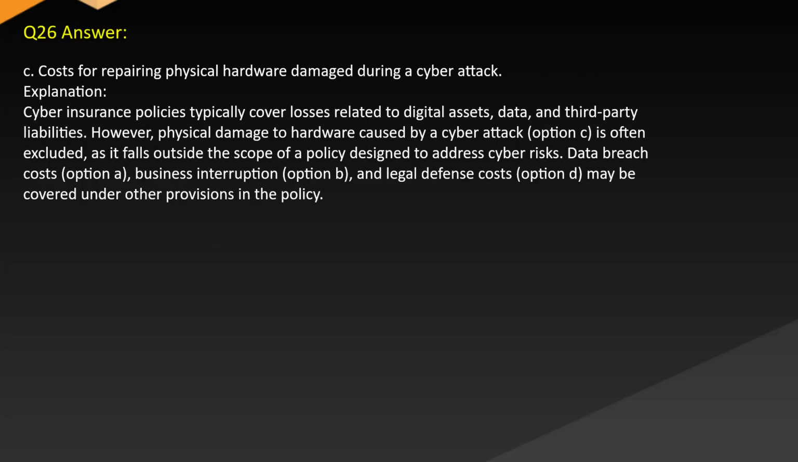Answer: C. Costs for repairing physical hardware damaged during a cyber attack. Explanation: cyber insurance policies typically cover losses related to digital assets, data, and third-party liabilities. However, physical damage to hardware caused by a cyber attack, Option C, is often excluded, as it falls outside the scope of a policy designed to address cyber risks.